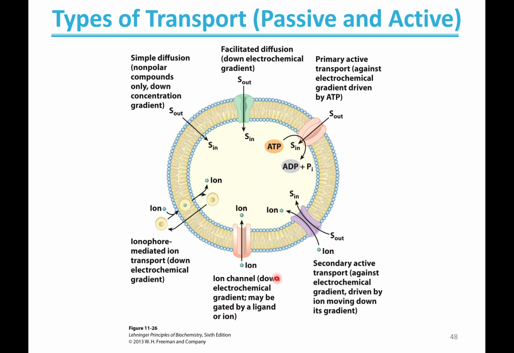Ion channels are passive; an ion can move through the channel down its electrochemical gradient. Sometimes they're gated, most commonly by a ligand. They'll be closed until a certain ligand binds to them, and then they open up to allow passage.